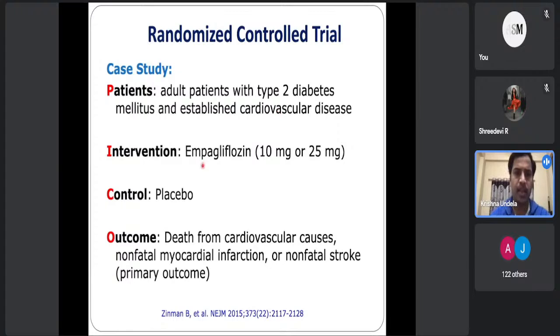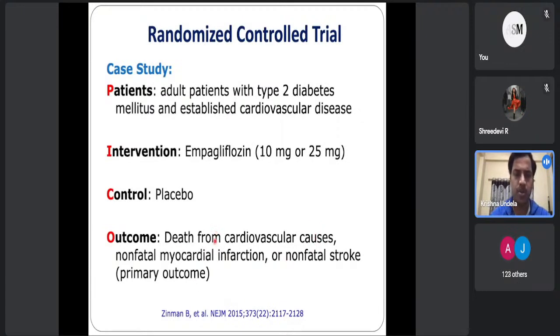And the intervention we are going to give is empagliflozin, one of the SGLT2 inhibitors for diabetes. We are going to give either 10 mg or 25 mg of empagliflozin as an intervention. As a control, we are giving a placebo, which is very similar to empagliflozin, and we are going to conduct a double-blind study. And the outcome we're expecting here is death from cardiovascular causes, non-fatal myocardial infarction, and non-fatal stroke.